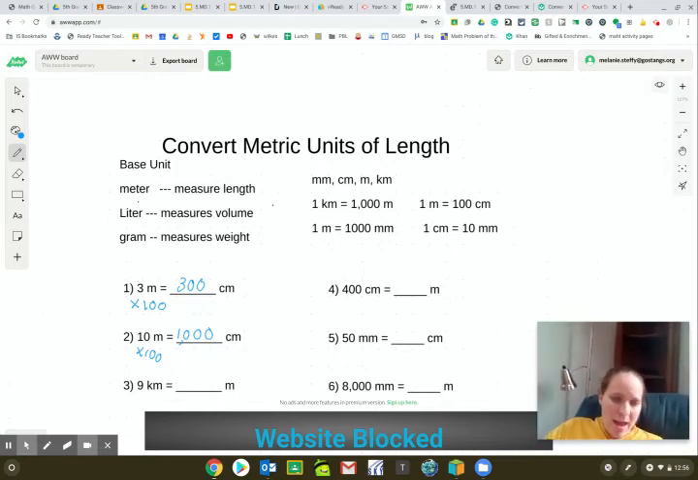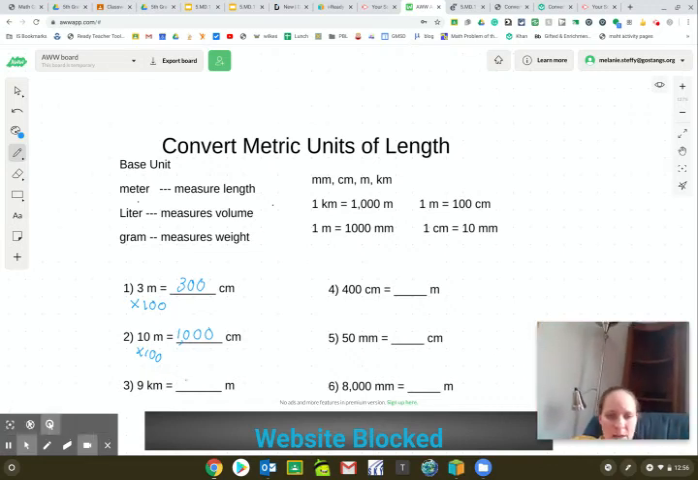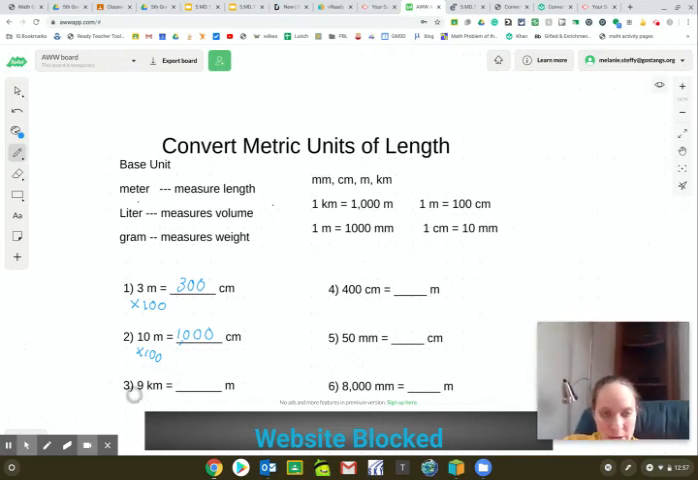For number 3, we have 9 kilometers is equal to how many meters? So I'm going to go up here and look at which conversion can help me with this. And I see that 1 kilometer is equal to 1,000 meters. So I have 9 groups of 1,000. So once again, I'm going to be multiplying.